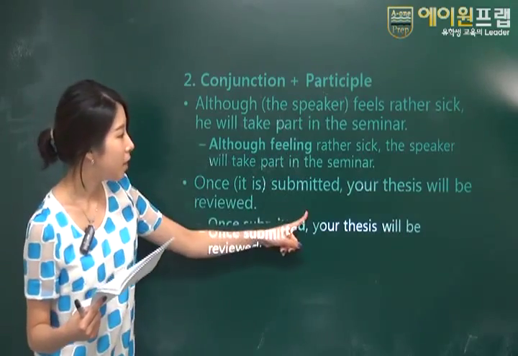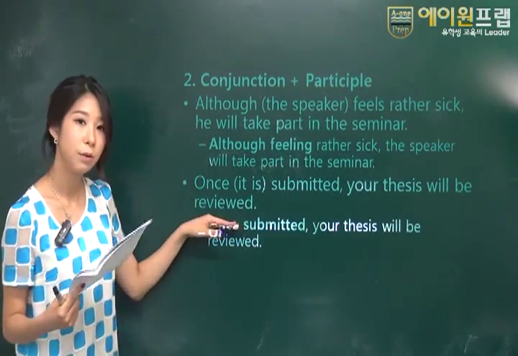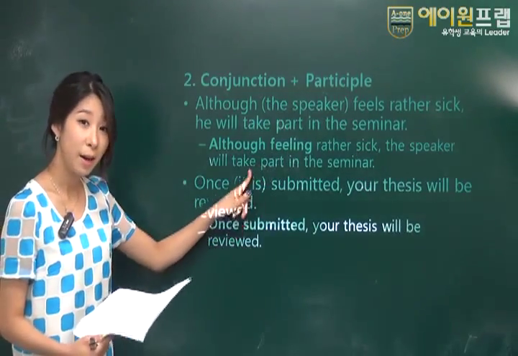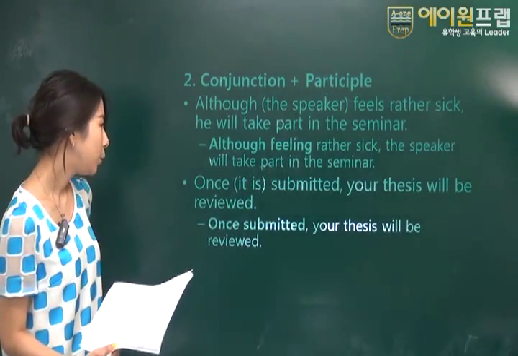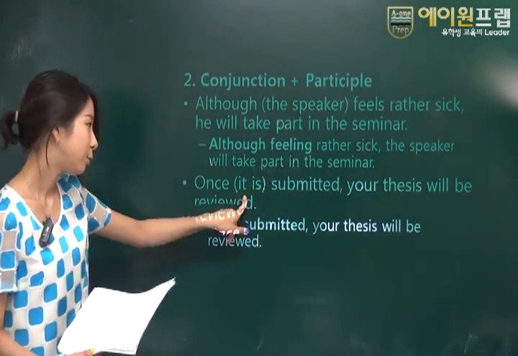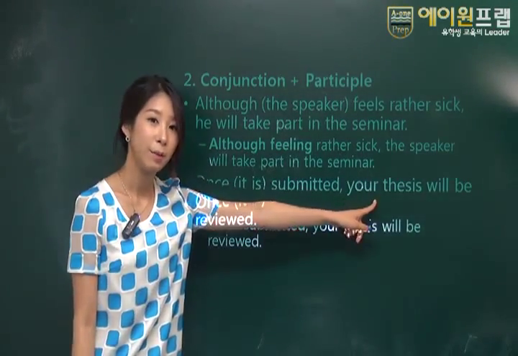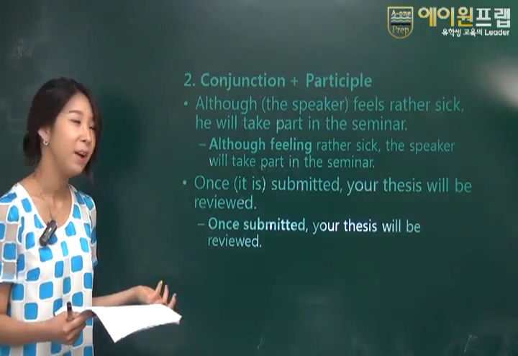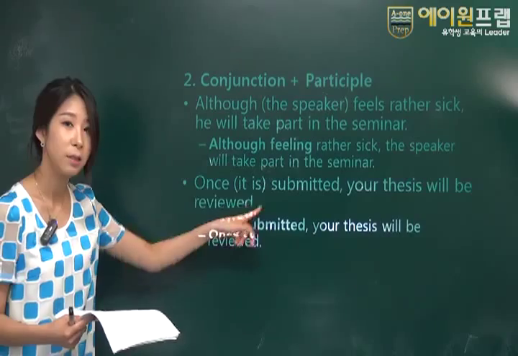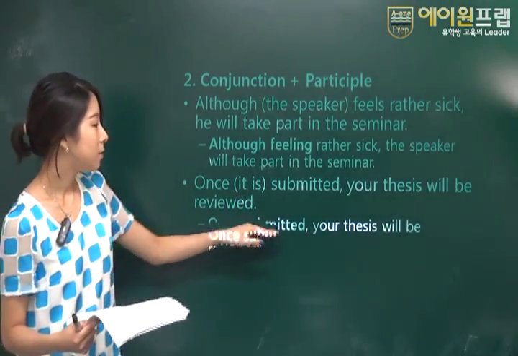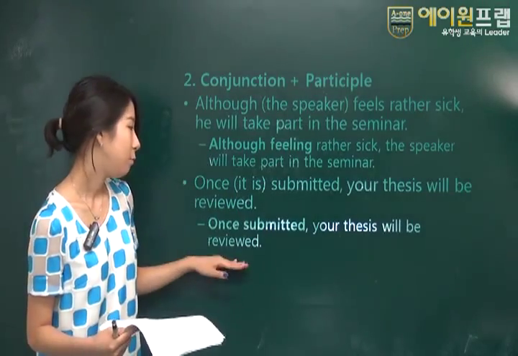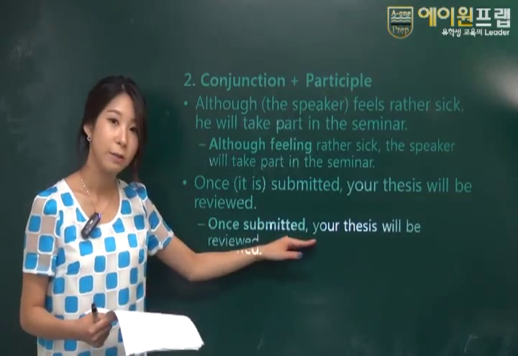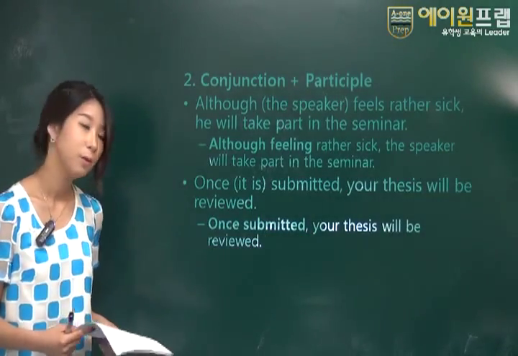Once it is submitted, your thesis will be reviewed. This is the original sentence. And once it is submitted, the it is can be omitted, right? Because we know what this it is. It's referring to the thesis, right? As I said, when it's too obvious, we can just omit that. So it became, once submitted, comma, your thesis will be reviewed. What was submitted? This one is like in a passive voice. So your thesis was submitted, and now it will be reviewed, right?